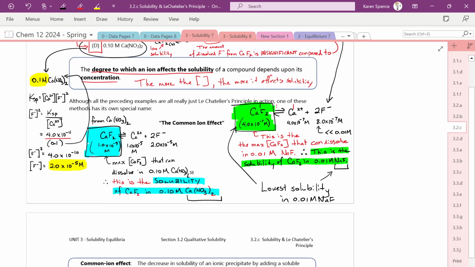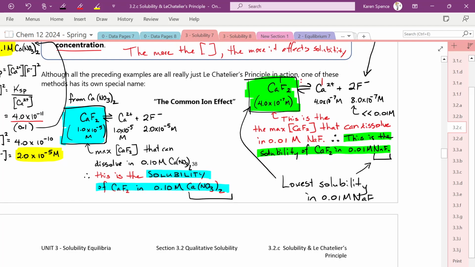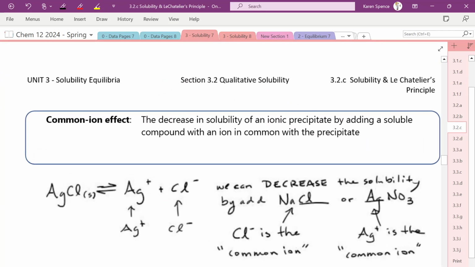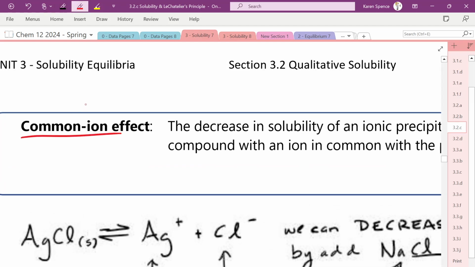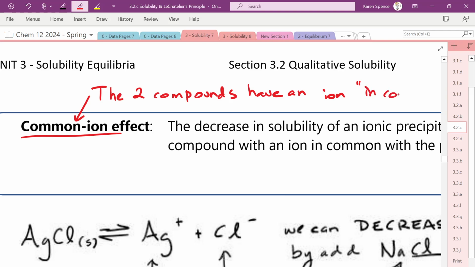What I was trying to get at was this special name, which is now hidden amongst all the math. The special name is called the common ion effect. Now we're getting back to qualitative stuff. Do you guys know what it means to have something in common? What does it mean if you have something in common with your neighbor? You have something the same as your neighbor, yes? So if we have a common ion, it means the two compounds have an ion in common.